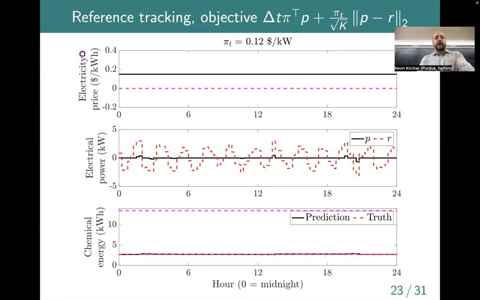So here, electricity price is in the top plot. Electrical power exchange with the grid is in the middle. And then the stored energy in the battery is on the bottom. And in the middle plot, now we have this additional trace, which is the reference signal R. So this is some wiggly thing that we're trying to track. And so ideally, if we perfectly did this objective, we would put the power, the black curve, directly on top of the red curve. And then this tunable price here, pi t, basically governs the trade-off between these two objectives.